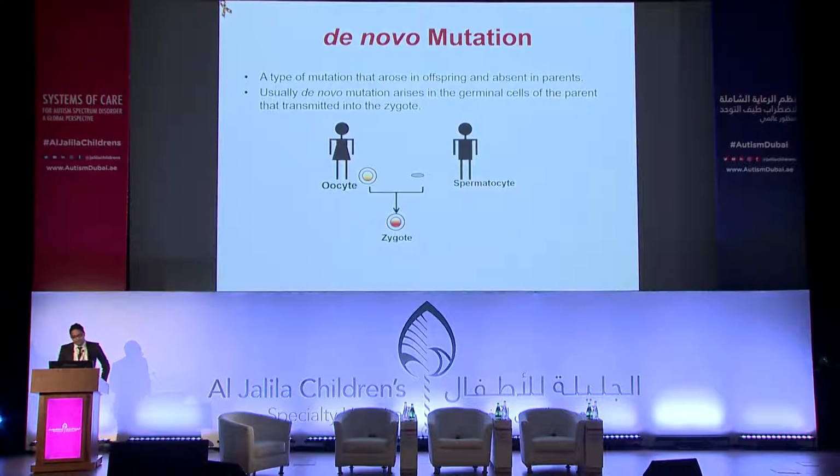So what happens is this mutation you will not find in parents' blood or any other tissue. They arise in the germinal cell. The oocyte or spermatocyte has this mutation, and after mating, the zygote acquires this mutation from the germinal cell of the parents, and this mutation then remains in the rest of the body in the offspring. So you can find this mutation in the kid's blood or any other tissue, but you will not find the same mutation in the parents' blood or any other tissue.